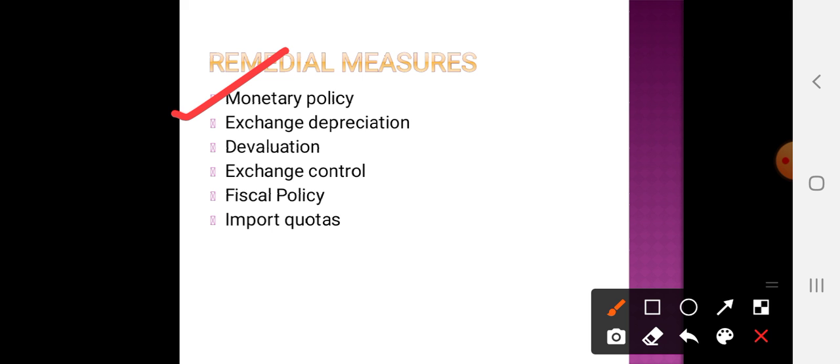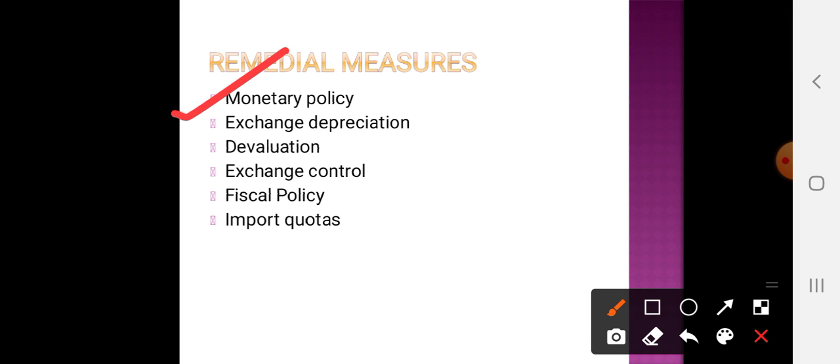In this regard, the country may adopt a deflationary monetary policy by raising the bank rates, or by restricting the credit levels. Under deflation, prices fall, which makes export attractive and import relatively costlier. So people will think twice when they are importing something. That is what monetary policy is all about.